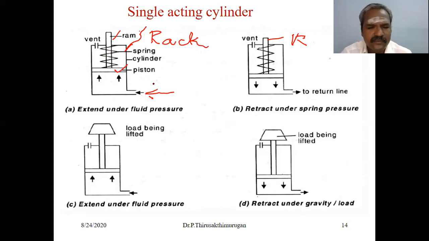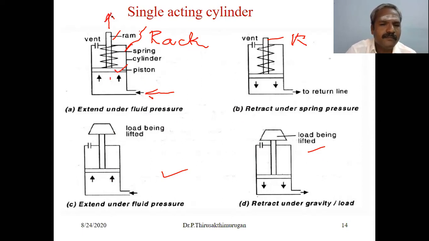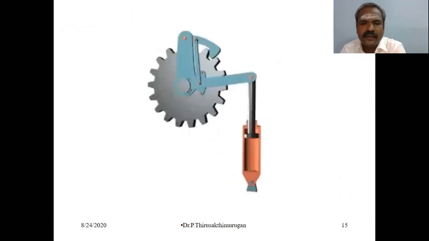There are four types of single acting cylinders. This is the load being lifted. The load is being lifted by this, which is under pressure. When we apply pressure, it moves up. Similarly here, when we apply pressure, this will move upward, so the robo arm connected here will be moving down. Similarly here. So these are four types of single acting cylinder. This is one example for pneumatic.